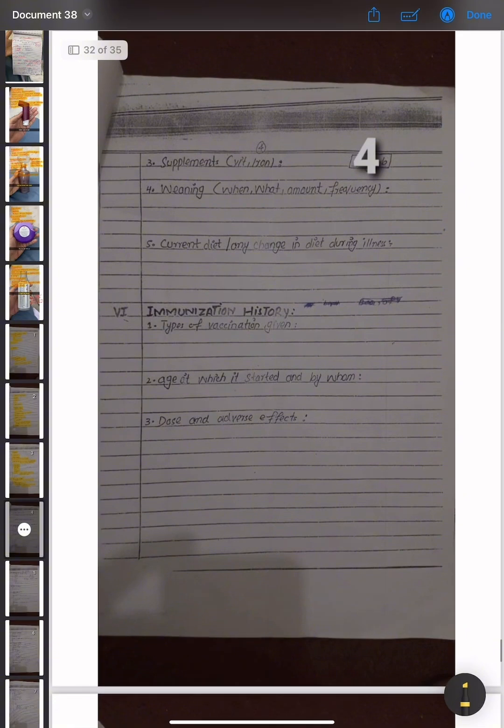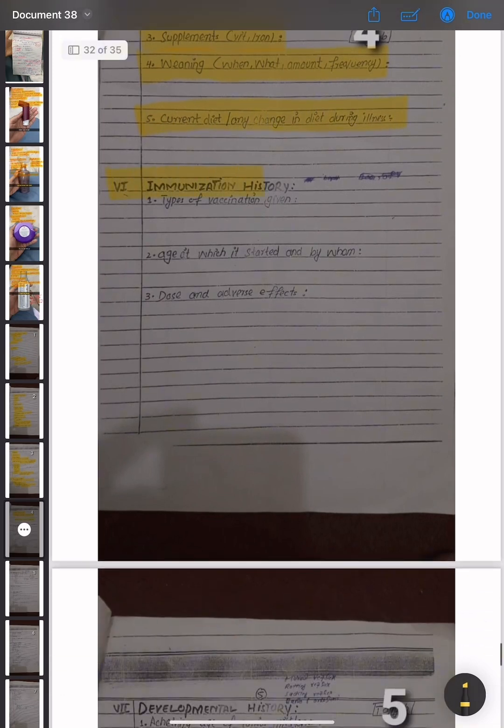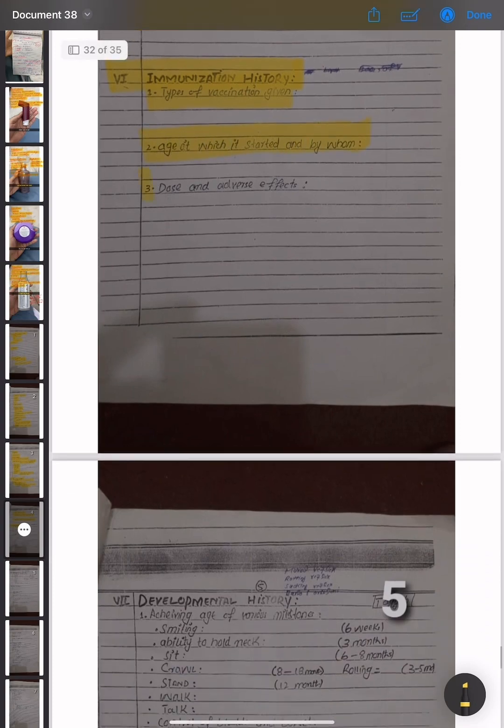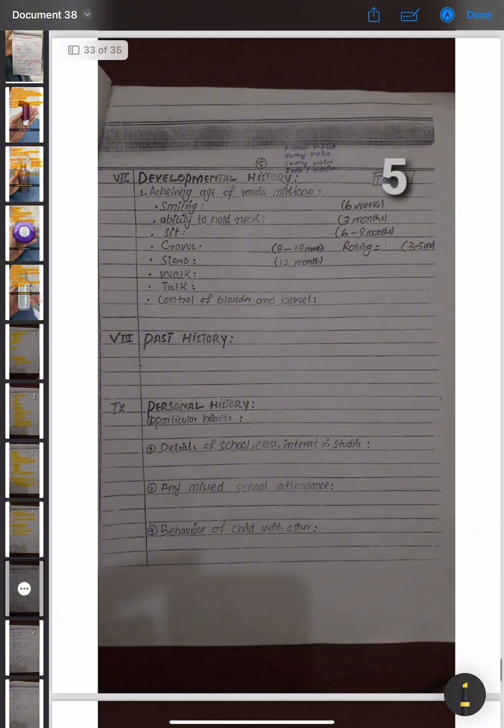Then we will ask about the supplements, that is vitamin or iron, then weaning when, what amount and frequency, then current diet or any change in the diet during illness. Then we will ask about the immunization history, the types of vaccine given, the age in which it started, and by whom, then the dose and adverse effect. The developmental history is asked, that is the achievement of the age, various milestones, smiling, ability to hold neck, sit, crawl, stand, walk, talk, and control of the bladder and bowel.